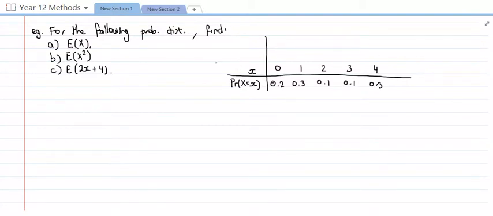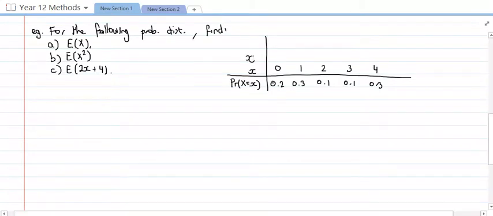I'm going to add in the other bits of information though. So we've got X just normally there. We also want to have X squared and we want to have 2X plus 4. So I'm just going to write them up here. So we've got X squared and we've got 2X plus 4. I'm just going to fill this in. So X squared, we're going to have 0, 1, 4, 9 and 16.